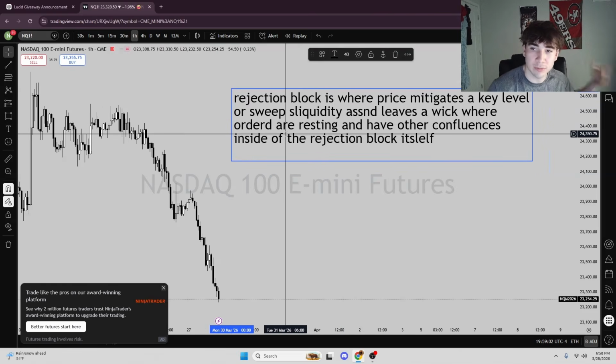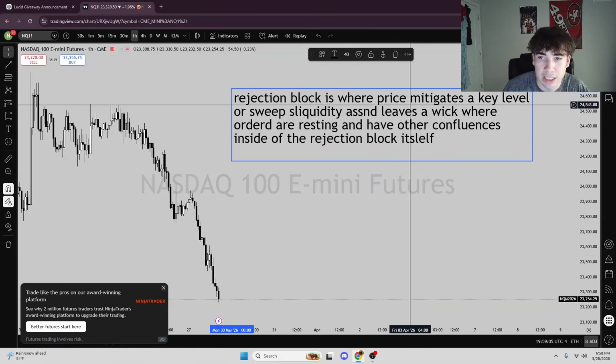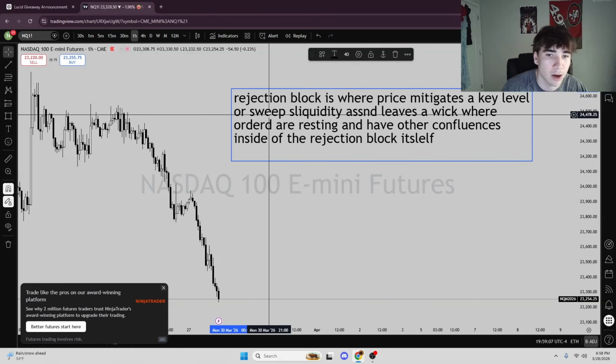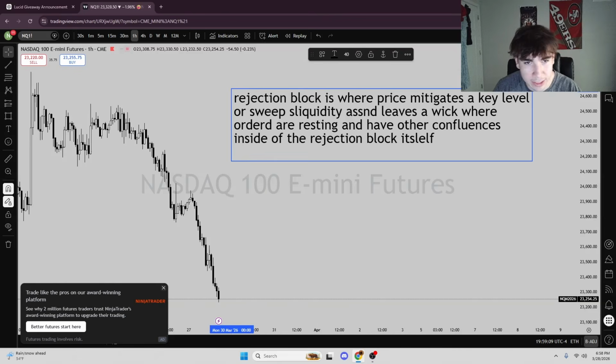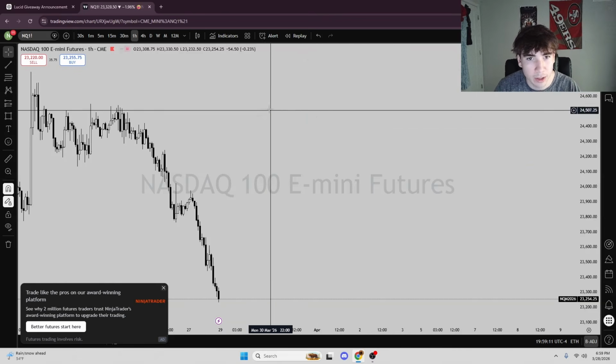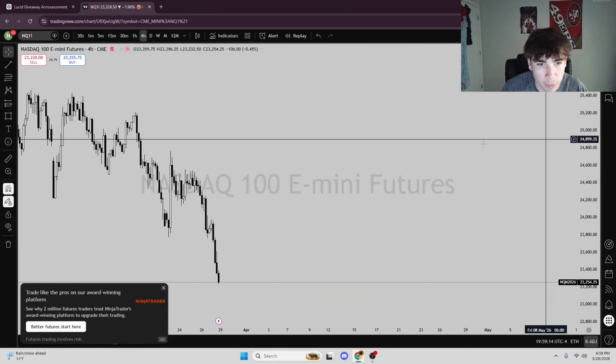Like I said, it is where price mitigates a key level or sweeps liquidity and leaves a wick where orders are resting and have other confluences inside of the rejection block itself. So for example, let's go on the high time frame and show you guys what a good rejection block is and what it makes.